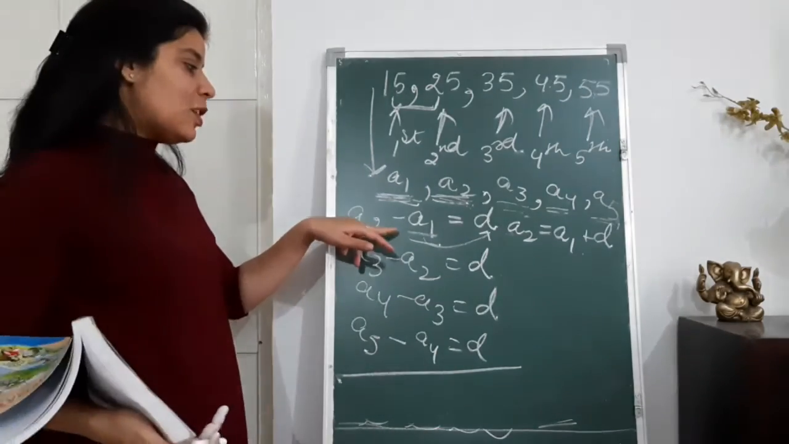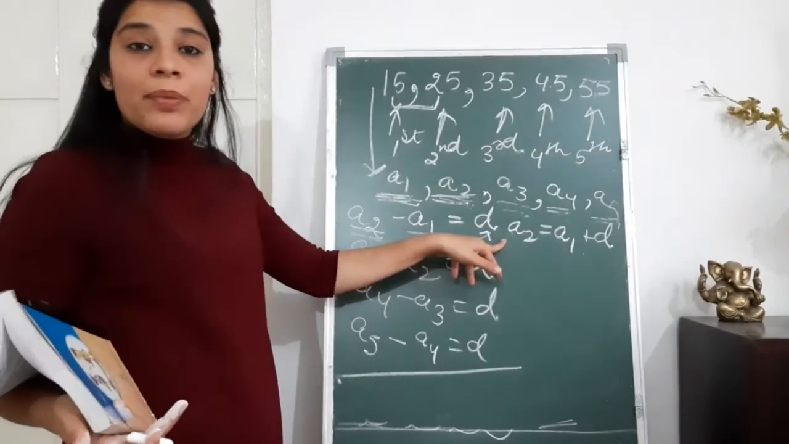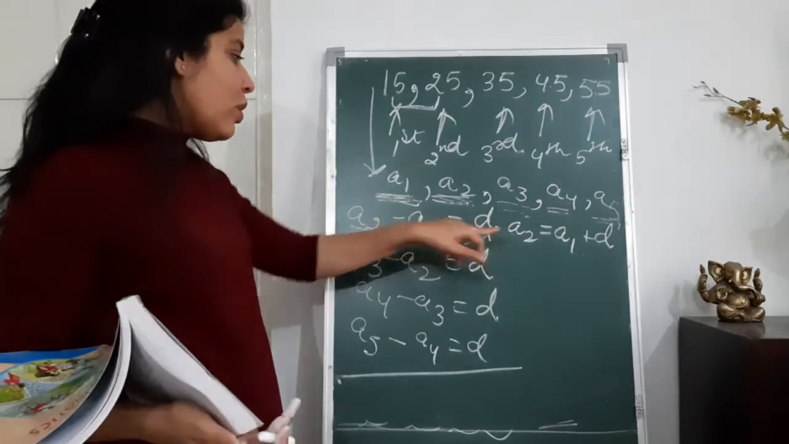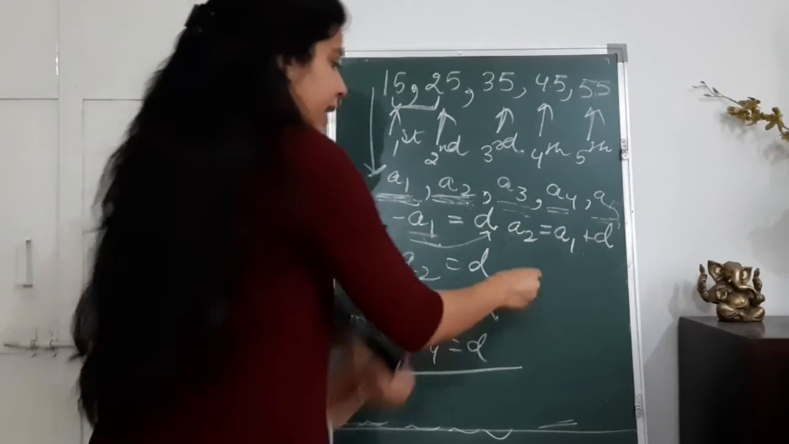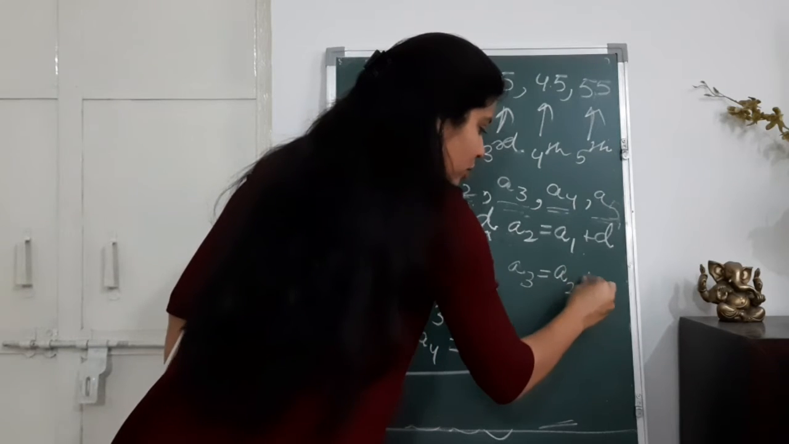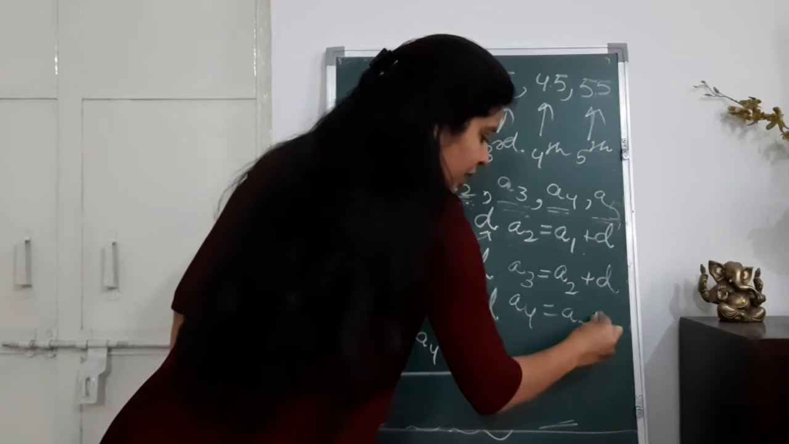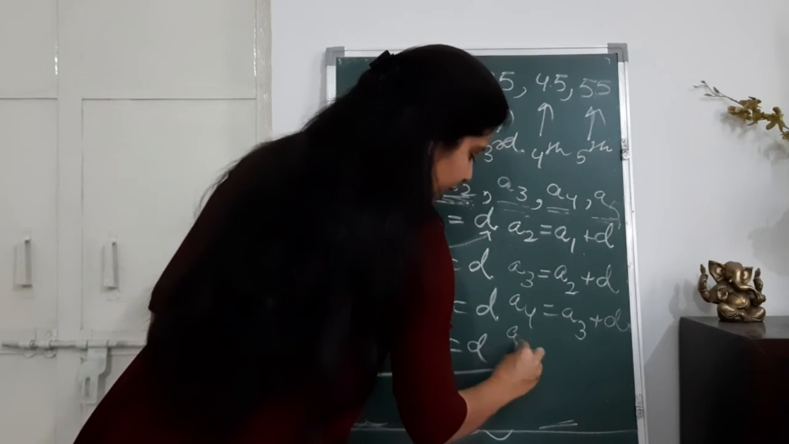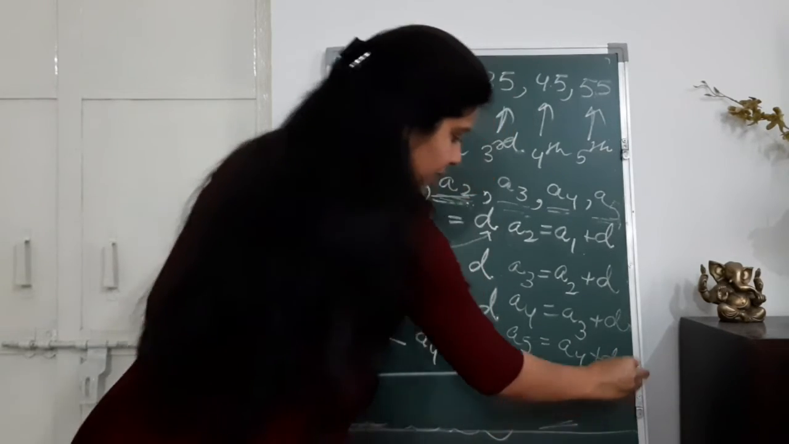Like for example, if this term here is negative, if you are going to take it to the right hand side, then it will be positive. So A2 is equal to A1 plus D. A3 is equal to A2 plus D. A4 is equal to A3 plus D, and A5 is equal to A4 plus D.